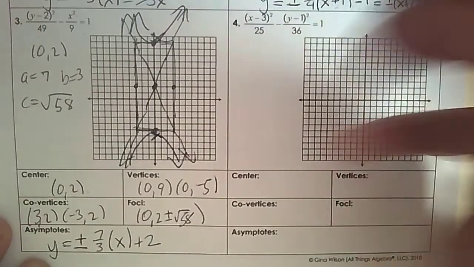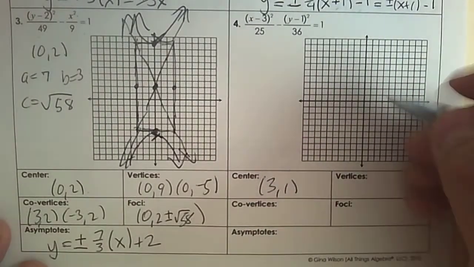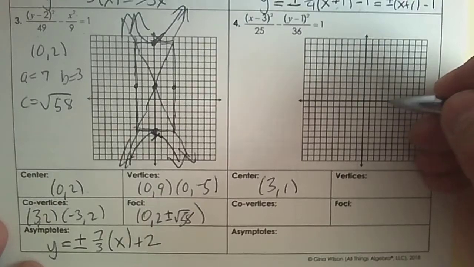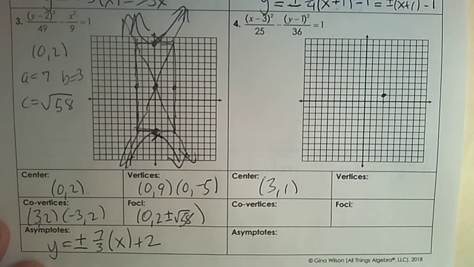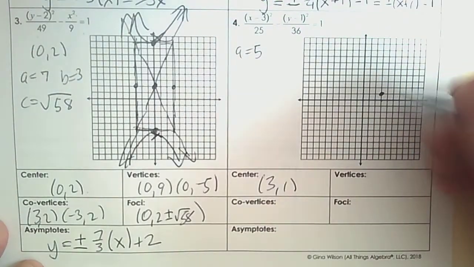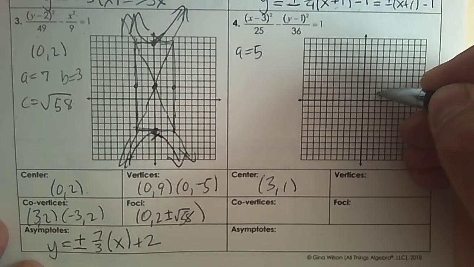All right. This is horizontal. The center is at 3, 1. So I'm going to go 1, 2, 3, 1. Next, a is the square root of 25. So 5 to the right, 5 to the left.